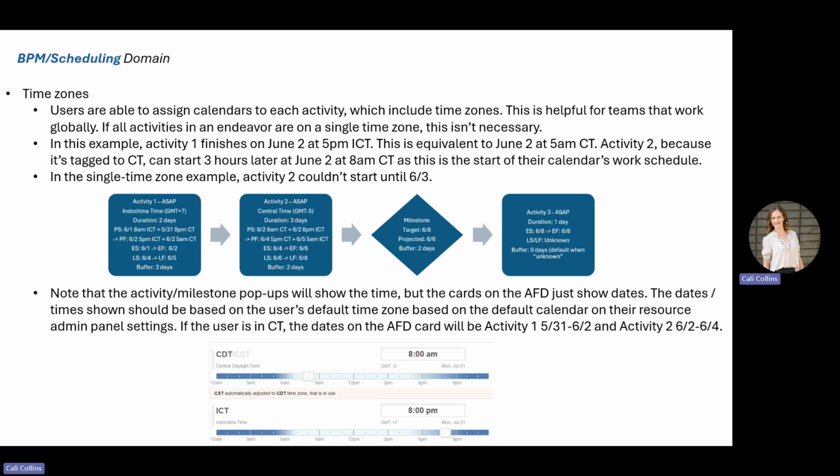So the example I'm going to show here is that activity 1 finishes on June 2nd at 5 p.m., and this is in Indochina time. 5 p.m. in Indochina time, which is in Vietnam as well as several other countries, is the equivalent to 5 a.m. that morning of Central Time, which is Houston as well as several other places. Houston is where I'm located. So because it is tagged to Central Time, technically that next activity can start only 3 hours later. It doesn't necessarily start the next calendar day.